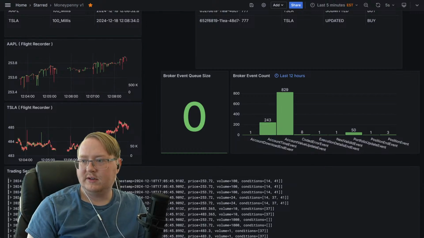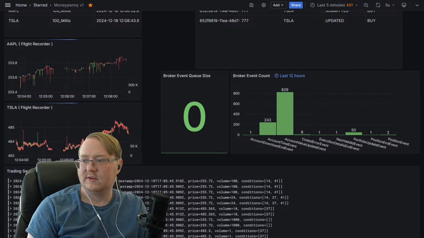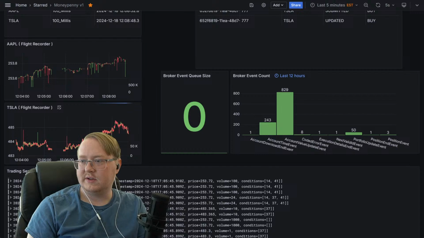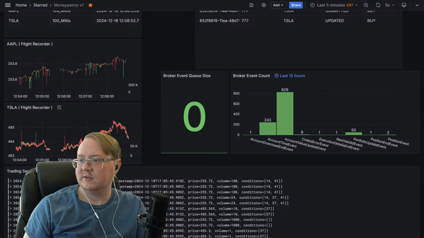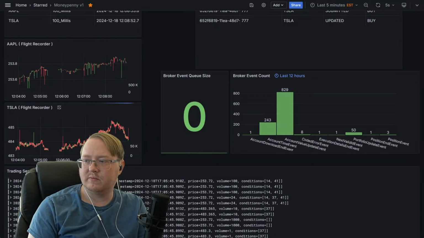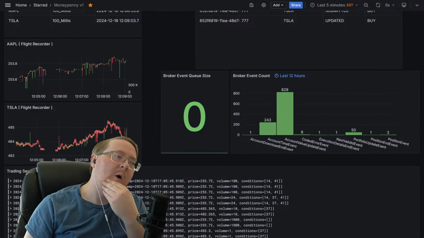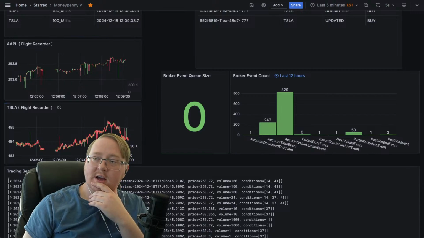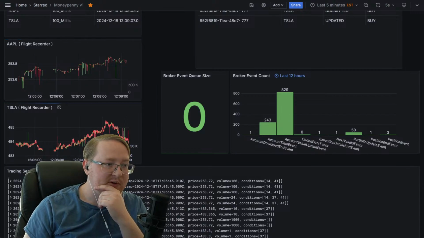WireGuard VPN to bridge the trading service to the data lake query service. Okay. Yeah, I guess it's about that time. About that time. Move it on out to the cloud there.